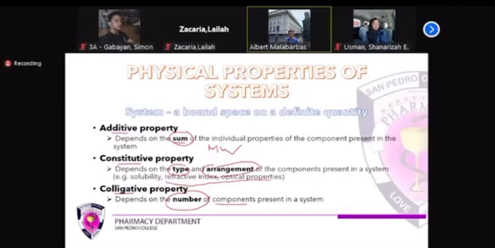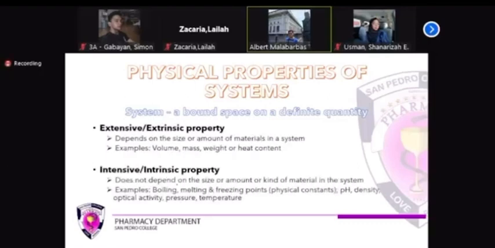So those are the first three physical properties: additive, constitutive, colligative. Next, it is expounded further to 5 types of properties. The fourth one, we have extensive, also known as your extrinsic property. When we say extensive or extrinsic, this is a property that depends on the size or amount of materials in a system. For example, volume, mass, weight, or heat content.